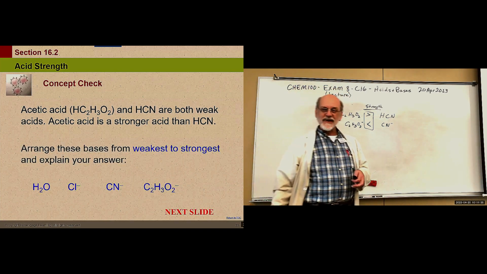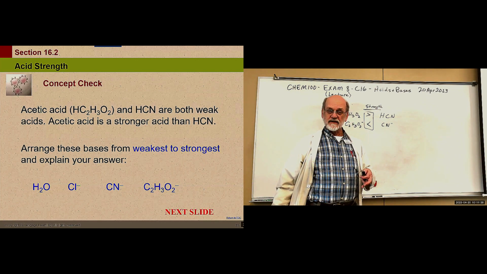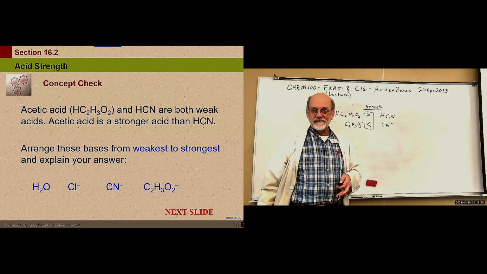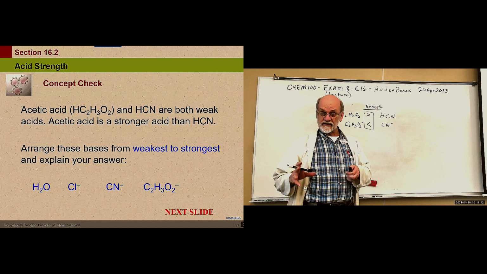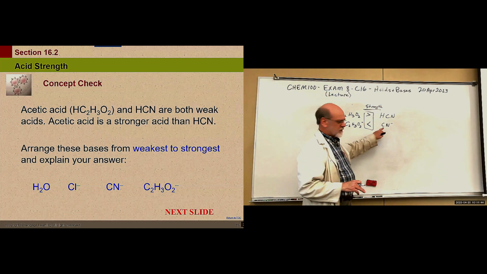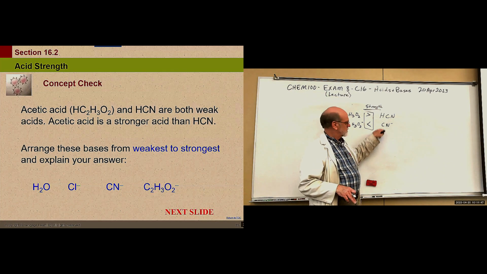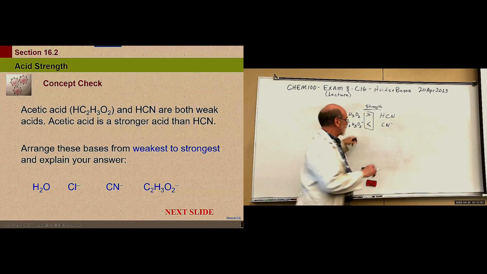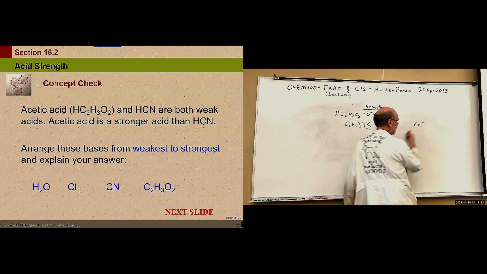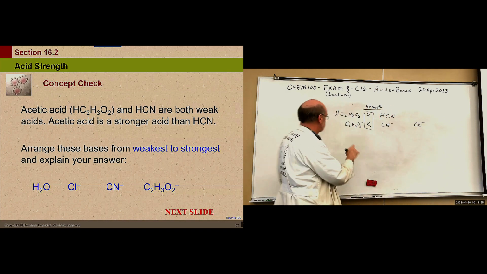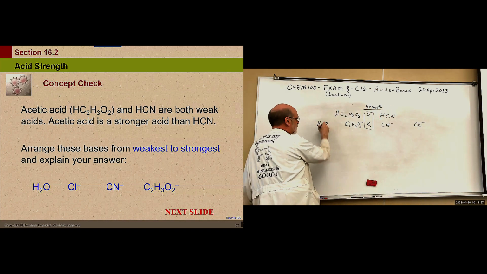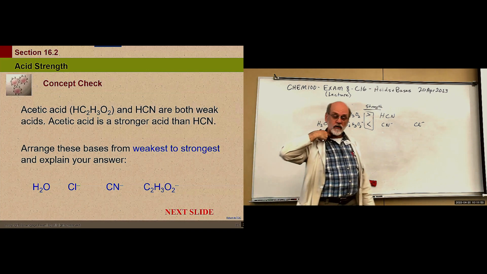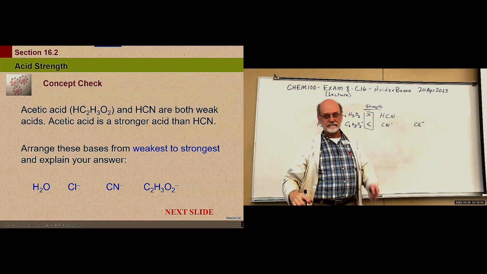So arrange these bases from weakest to strongest. Right. We're going to talk about it on the next slide. We have cyanide ion, acetate ion, we have chloride ion, and we have water. We want to arrange those in order of weakest to strongest.